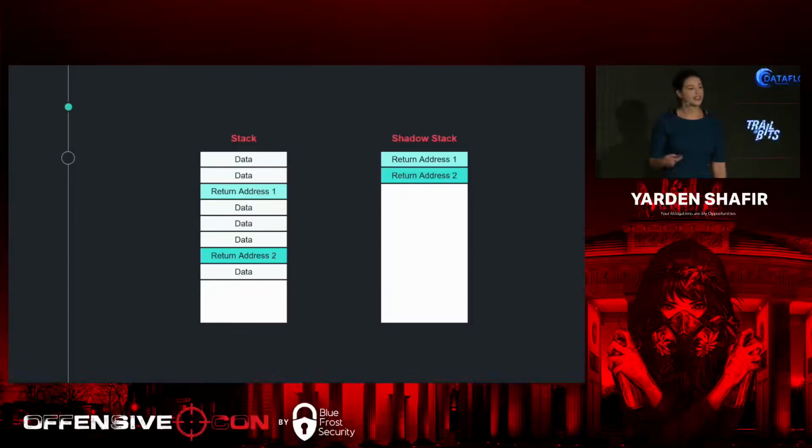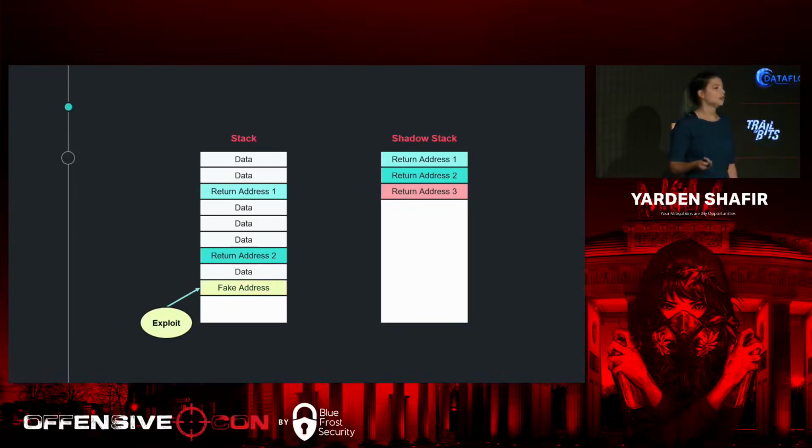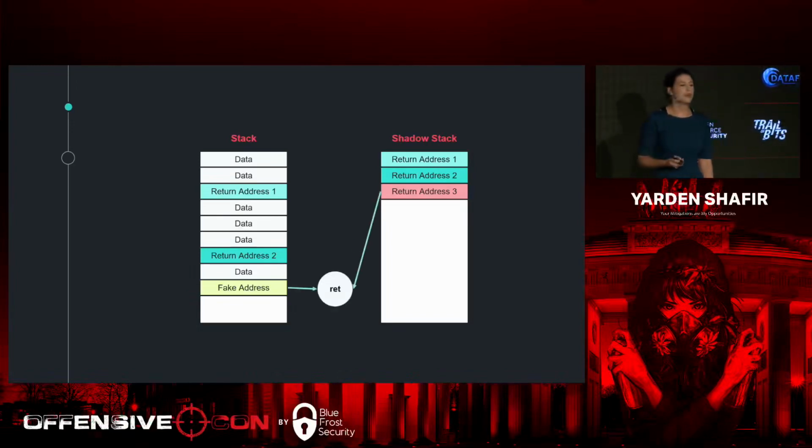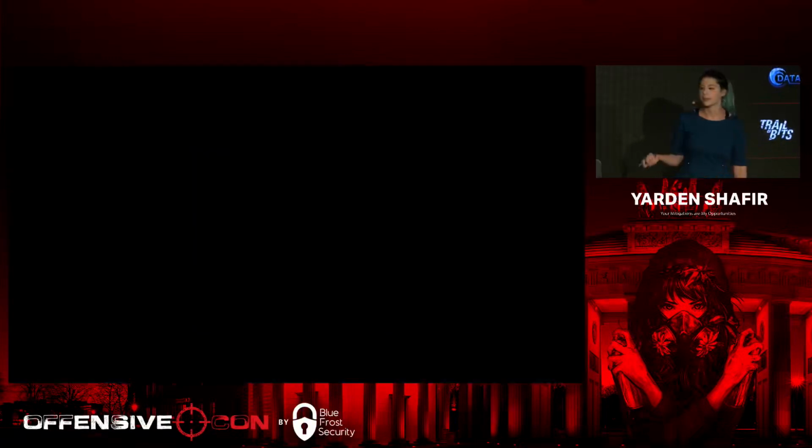On the malicious scenario, we had a call instruction push the return address to both stacks. Then an exploit comes and overwrites the return address with a fake return address, which in the pre-CET days or pre-CET systems would make the application reach the ret instruction and go back to whatever fake address you put on the stack. Now, instead, we hit the ret instruction, and the CPU compares the two addresses. It says that they're not the same, so it issues a new interrupt, int21. The interrupt reaches the kernel, which should terminate the process. And I say should because that is not necessarily what happens all the time.